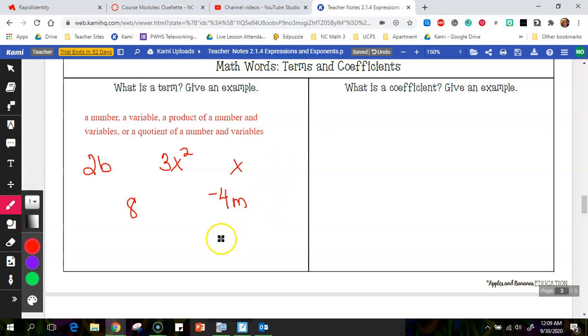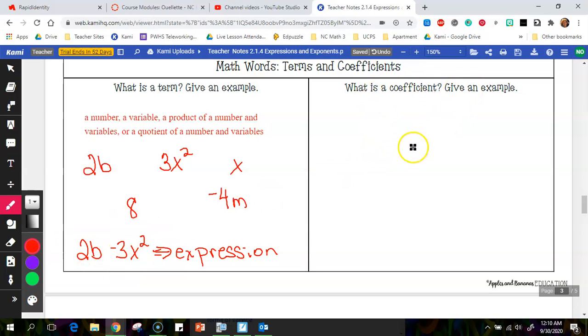So something like 3x plus 2, that would be an expression, okay? And these are the terms, and we can combine these. Like we could do 2b minus 3x squared. This would be an expression. And each of those things is a term. So the 2b is a term, and the negative 3x squared is a term.